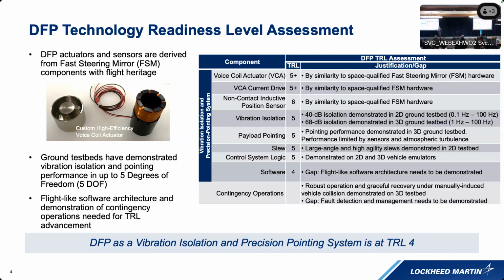And then there's some work left to do in order to close the gap for the DFP system as a whole, to advance the whole system to TRL level 5. And that includes doing these demonstrations with a flight-like software architecture and demonstrating contingency operations, things like health and status monitoring, fault detection, and a fail-safe relatchable mechanism.